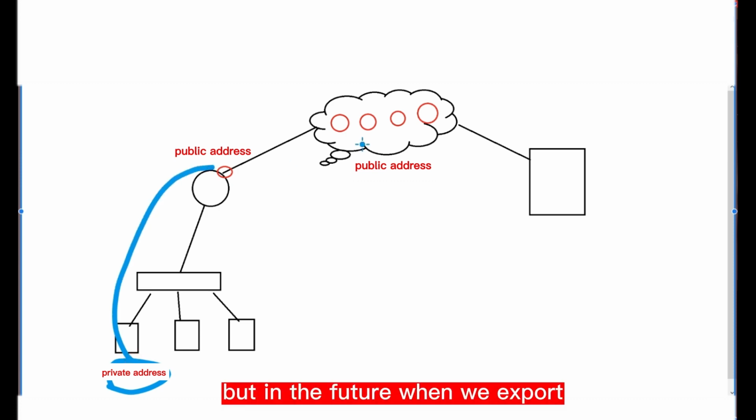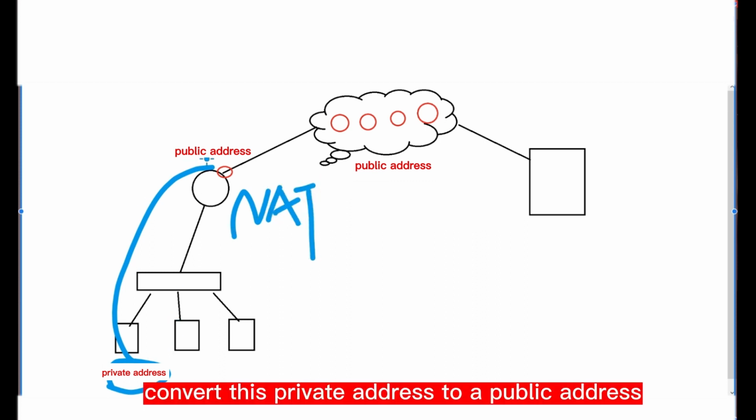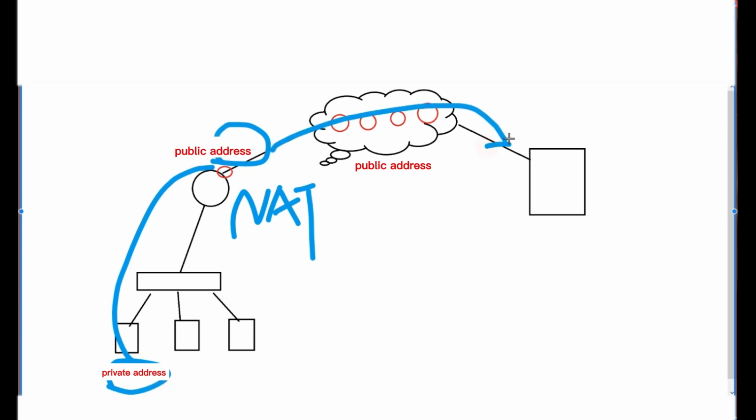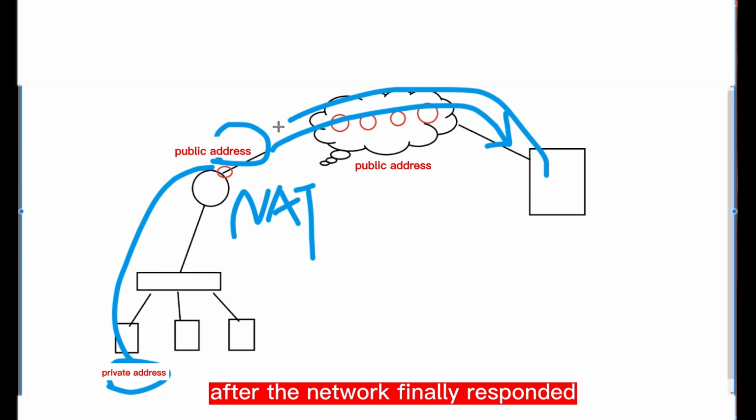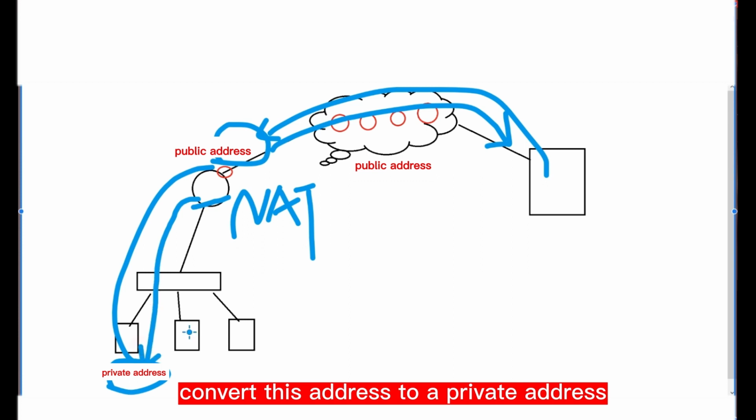But in the future, when we go out, a technique called NAT can be used to convert this private address to a public address. Then go out and go online. After the network finally responds, the NAT device is configured to convert this address back to a private address.